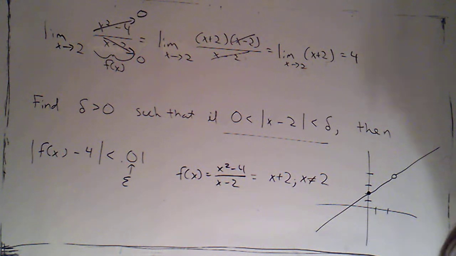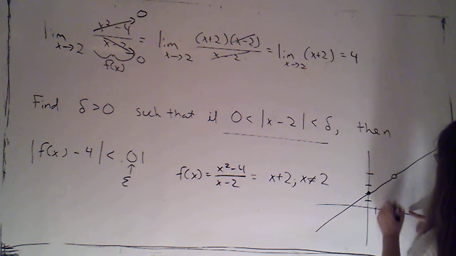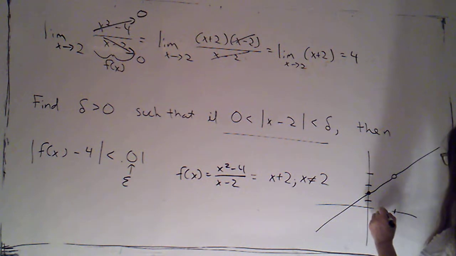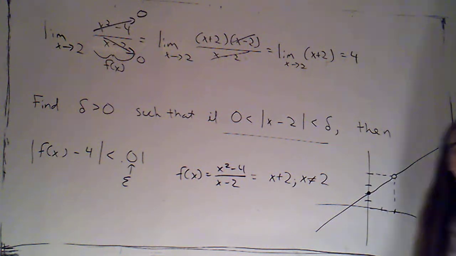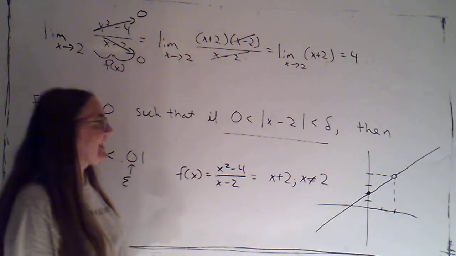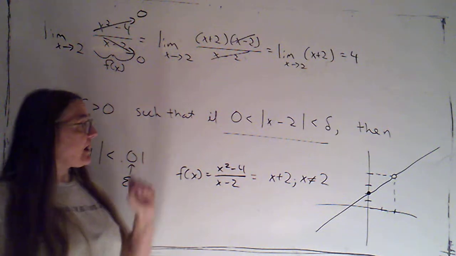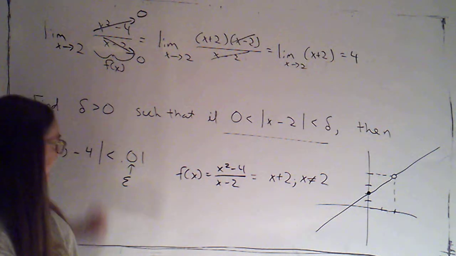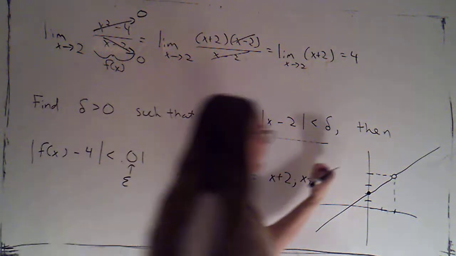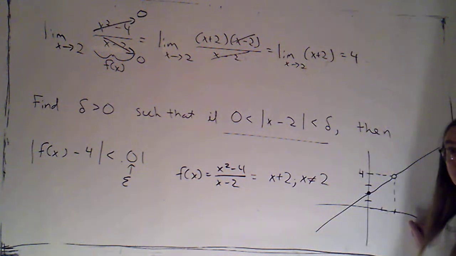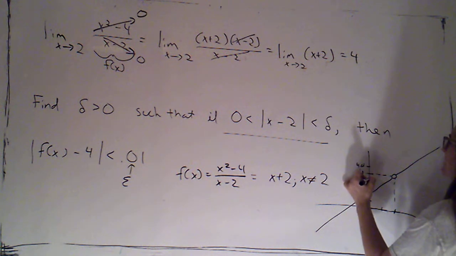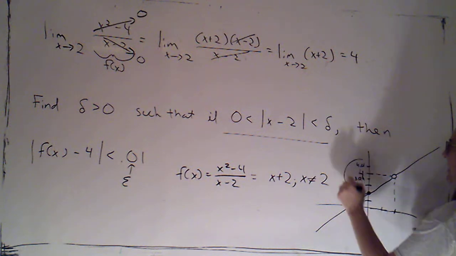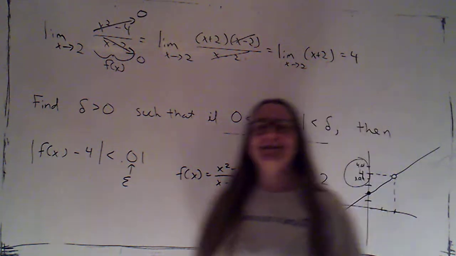Okay, excellent. Let's make it so that looks like that's actually where I put my second tick mark. So that's at 2, and the y value's at 4. Okay, excellent. So now I'm going to just draw a picture of this challenge that we've got to meet. Now if this is 4 and I want to be within 0.01 of that, we could go up to 4.01 or down to 3.99.